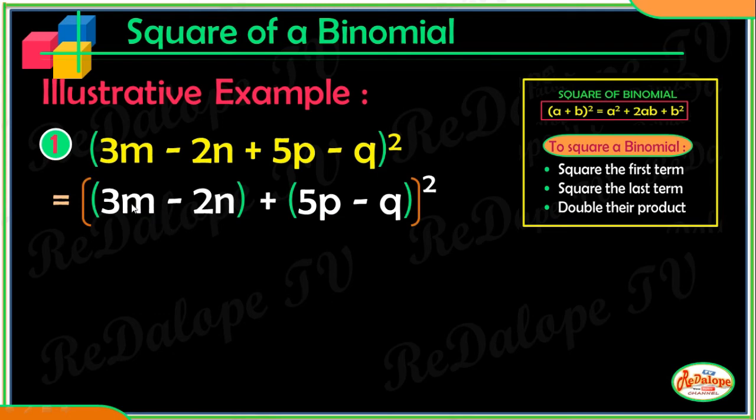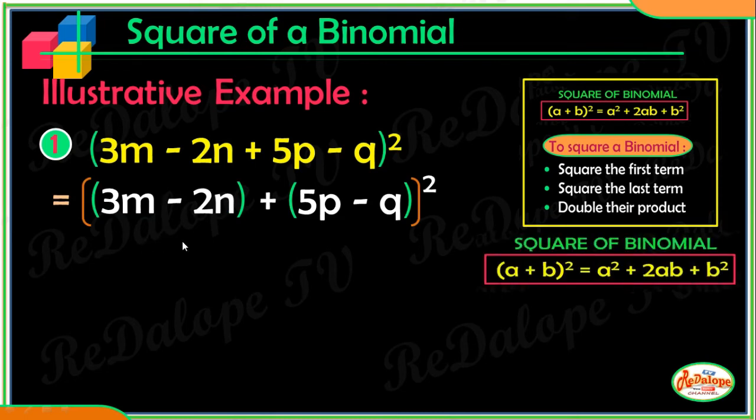So this time, 3m minus 2n, that is your first term. That is also treated as a, so let us indicate it here as a. Then 5p minus q, that is simply our b term. So we will indicate this as b.